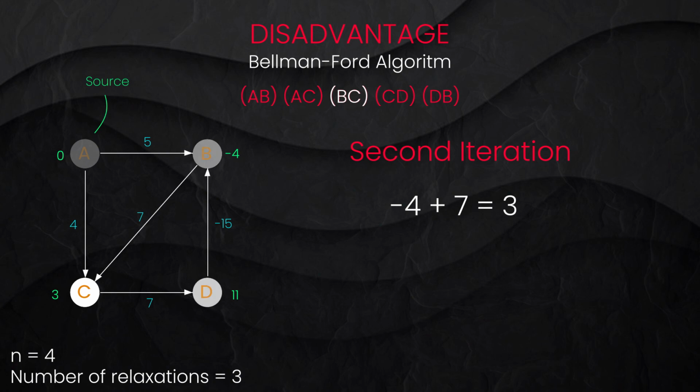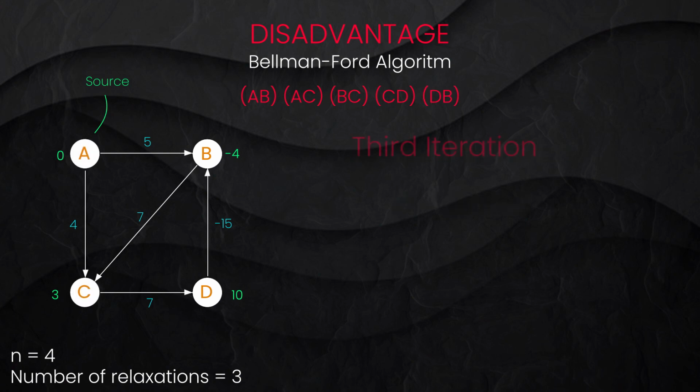Then again CD. So CD is 3 plus 7, that is 10. 10 is less than 11. So you will be updating it. And again DB. D is 10 and it is minus 15. So 10 minus 15 is minus 5. Is lesser, so you will be updating it. So the second iteration is also completed.